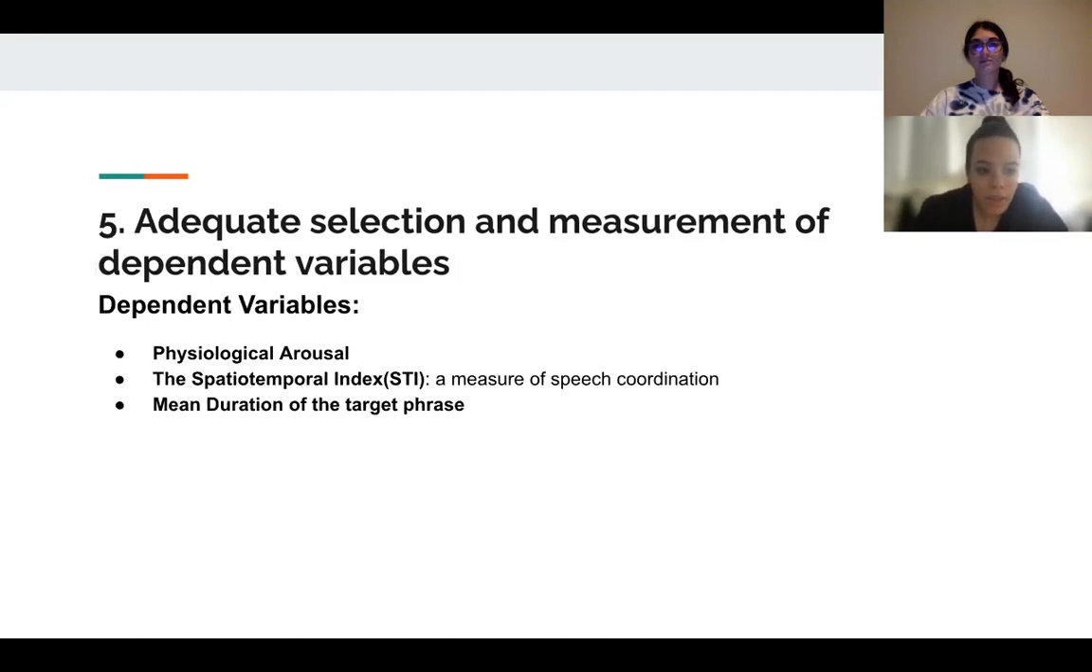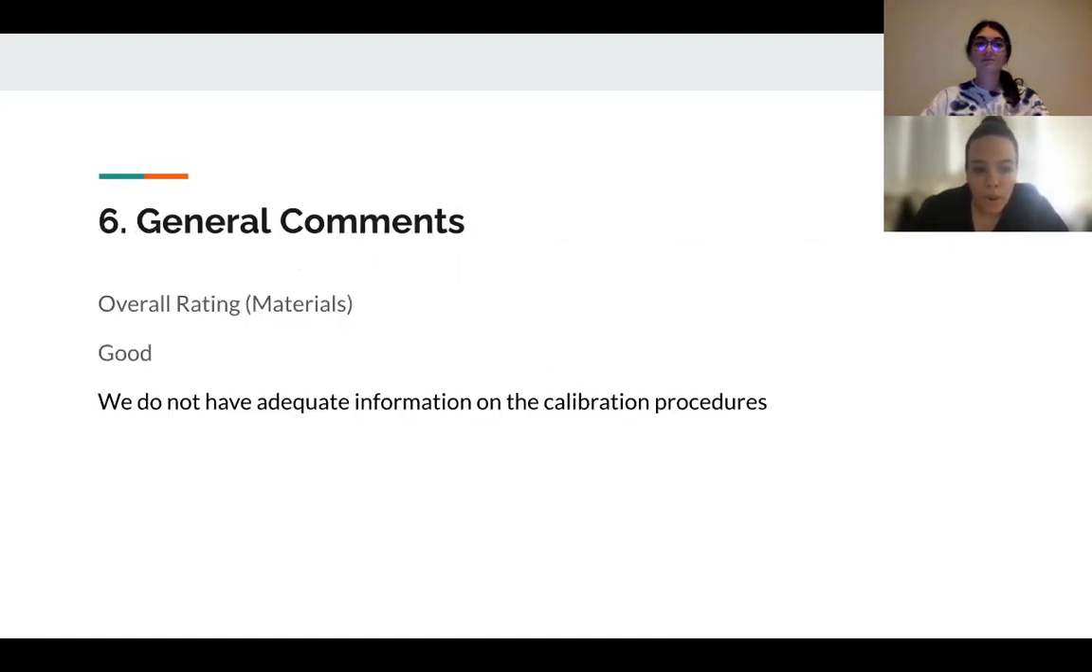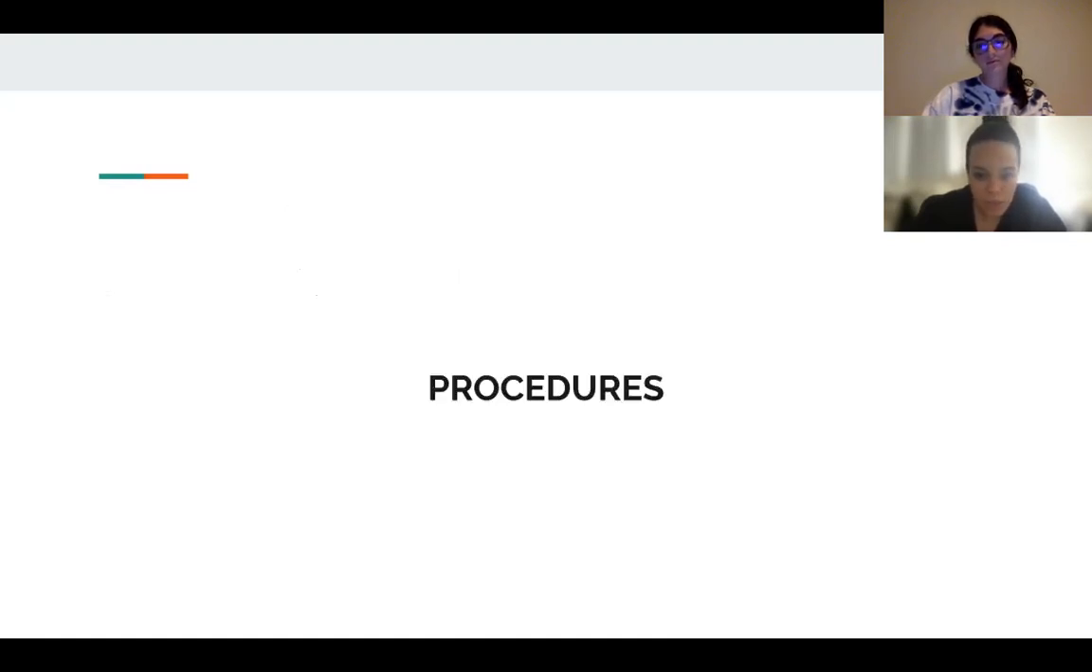Adequate selection and measurement of dependent variables. Again, our dependent variables were the physiological arousal, the spatial temporal index STI, which is a measure of the speech coordination, and the mean duration of the target phrase. So our overall rating for the material section was good because we do not have adequate information on the calibration procedures, but everything else was good.